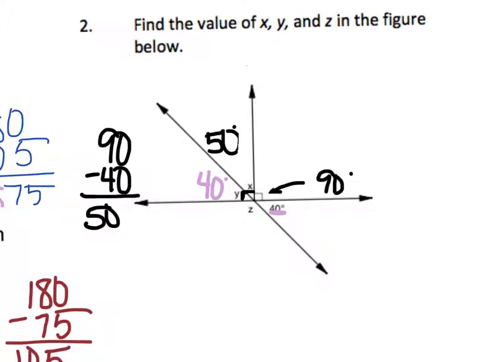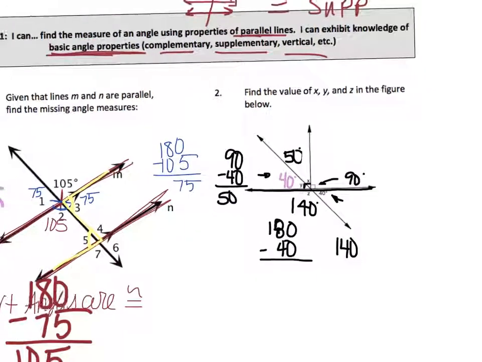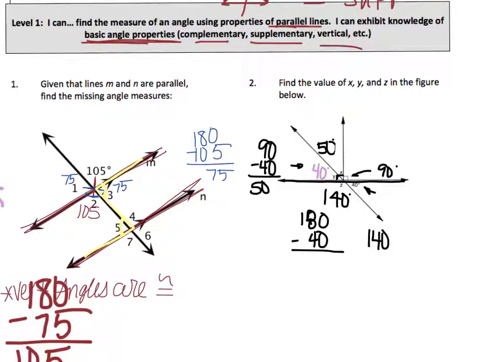But how we can find angle z is as the supplement to either this 40 or this 40. You see you've got a straight line here. So I can take 180, because that's what a straight line measures, and subtract 40, and I'm going to get 140. So angle z equals 140 degrees. So part one is just trying to find vertical angles, complementary angles, supplementary angles, and then your basic parallel line properties.